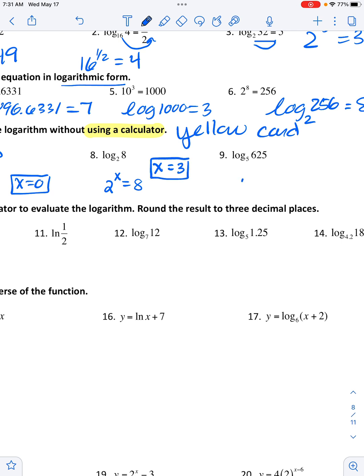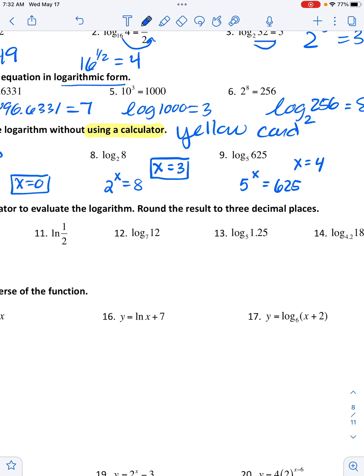And then here in number 9, 5 to what power is 625? And so then my answer would be 5 squared, third. I feel like it's fourth. I wrote third on the answer key, but I feel like it's fourth. I also feel like I should get my calculator out.